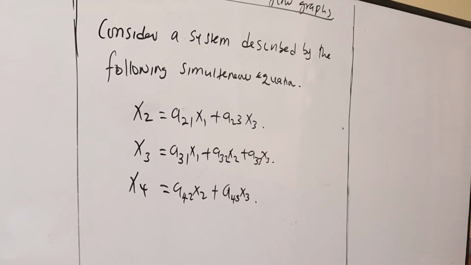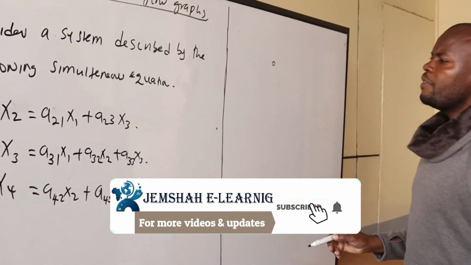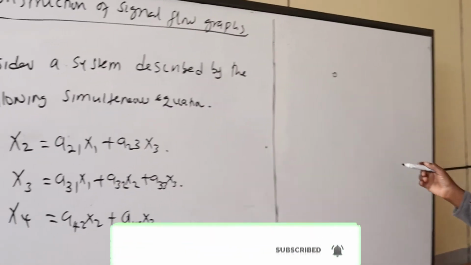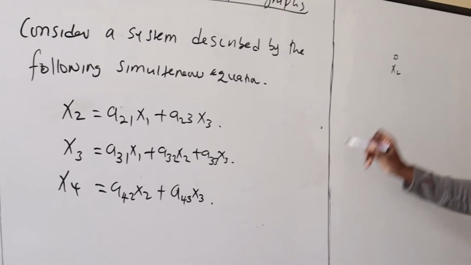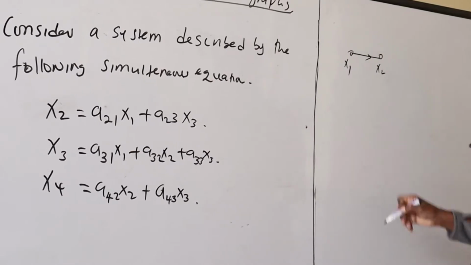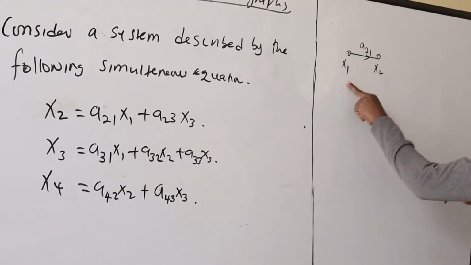When we talked about the additional rule, one thing that I want us to remember is that the value of the variable designated by the node equals the sum of all the signals entering that particular node. So if we say that this point is where x2 is, then these sums converge at x2. So we can have an x1 there, and then the gain will be a21. 2 is where it is going to, 1 is where it starts from.